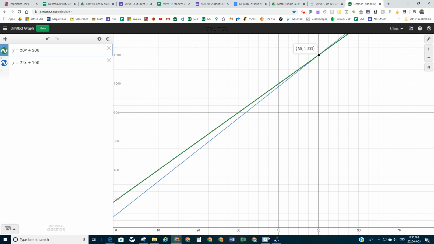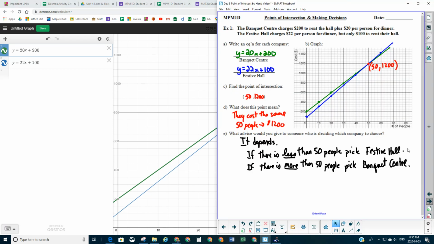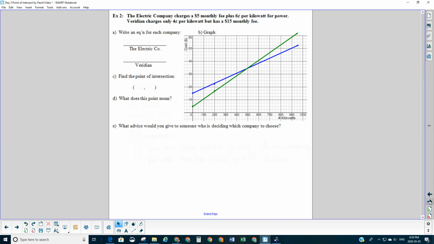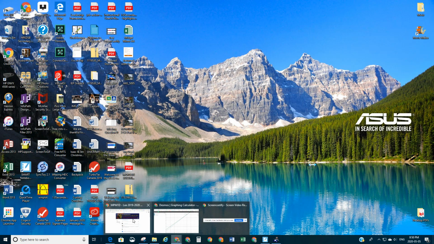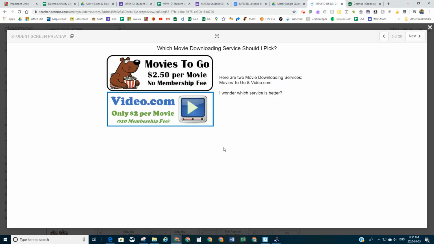Okay. All right. So what you're going to do now is take all this information, and instead of doing graphs by hand, I've made up a really cool Desmos activity that allows you to go through all this and get the most accurate points. So you're going to go off and try that activity. It looks a little bit like this. So here's one where it's downloading movies, and there are two different companies. So you wonder which one is better.